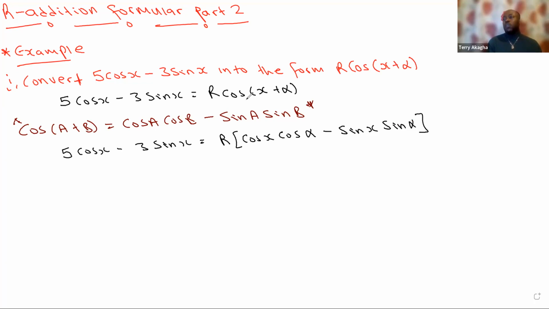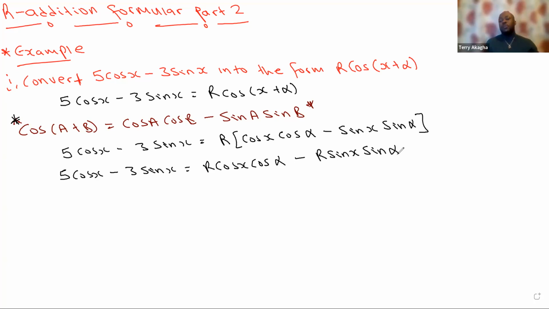Are you seeing? So that means for the cos(x plus alpha), I can use the cos(A plus B) trig identity to open the bracket. Then after that, I'll simplify further. So 5 cos x minus 3 sin x will give me r, using r to multiply each of the terms, r cos x cos alpha minus r sin x sin alpha.